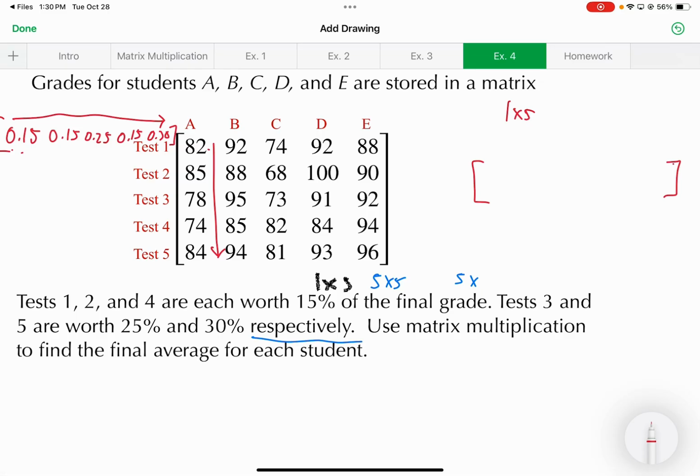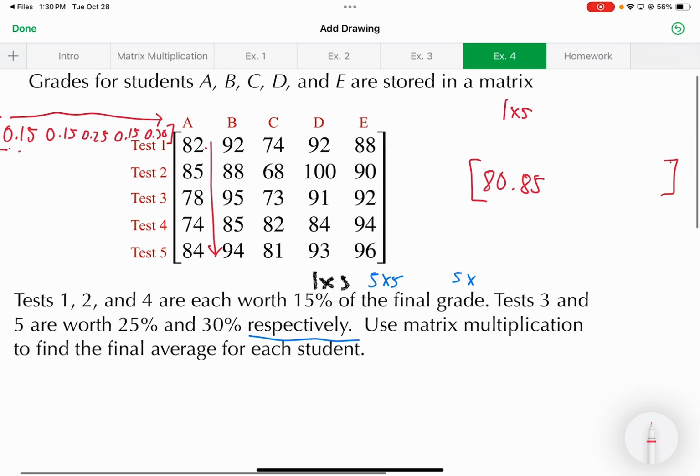All right, Colin got that too. Colin, what color is your calculator? Black. All right, 80.85.